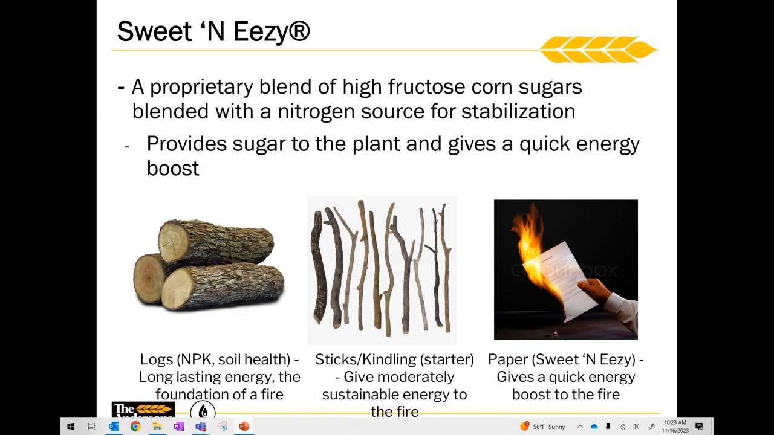It gives a bit of energy in the beginning of the season, but it's not going to last through the entirety of the season as your main nutrient plant. But ultimately, what's going to sustain the fire in the long term is going to be your NPK and your soil health. So building a healthy soil, having a great nutrient bank in your soil system is going to give the long-lasting energy and the foundation of your season.